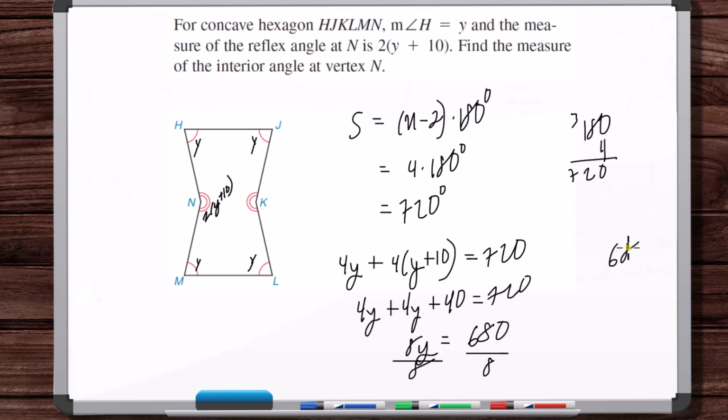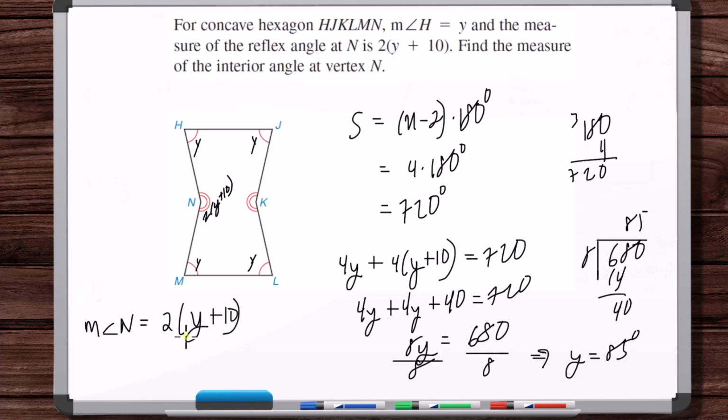8 times 8 is 64, 8 times 5 is 40. So y is equal to 85 degrees. Okay, but they want the measure of N and K here. So that's going to be 2 times y plus 10. y plus 10 is 95. So the measure of angle N is 95 times 2 is 190.